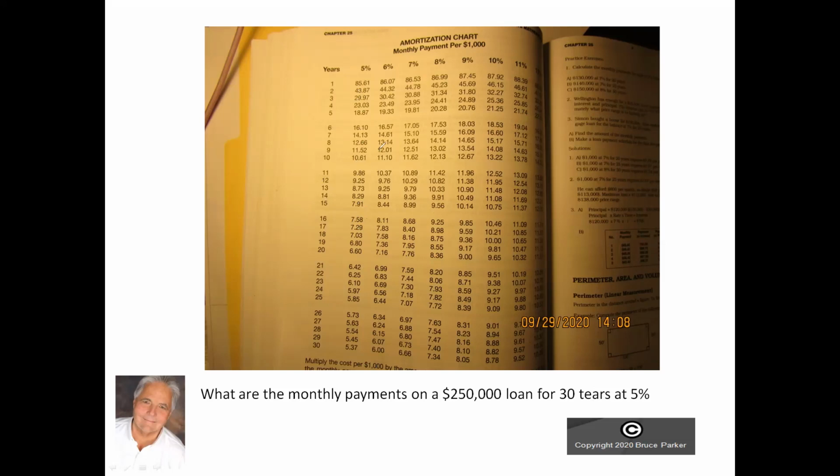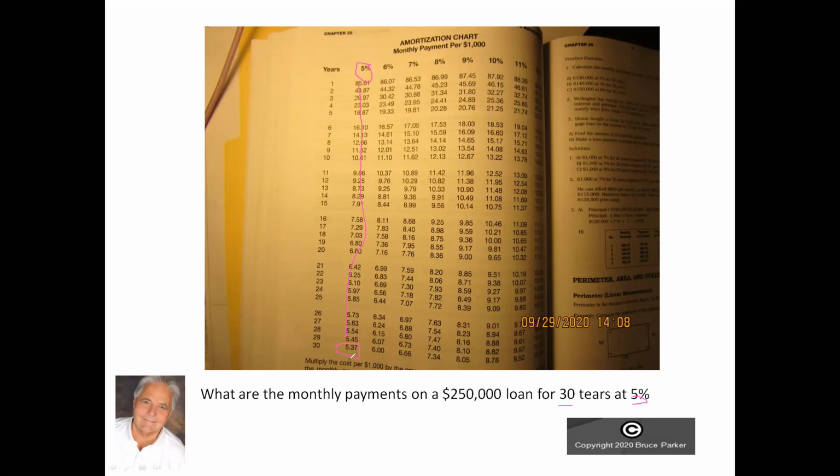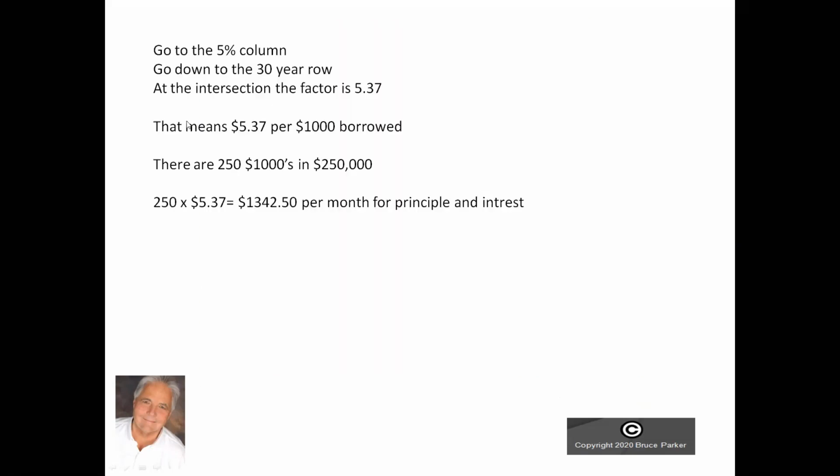So the way you do this is we're going to come to the 5% column up here, because it tells us the loan is at 5%. And then we are going to go all the way down to 30 years. We're going to find 30 years on the chart. Here it is, 30 years on the chart. That's a typo on the chart, but it is 30 years. At 30 years, the factor is 5.37.